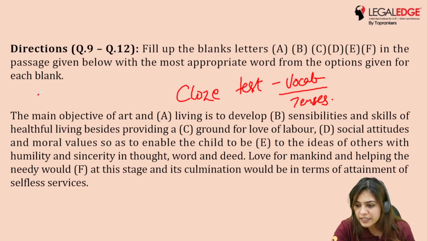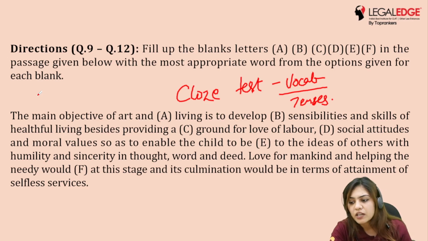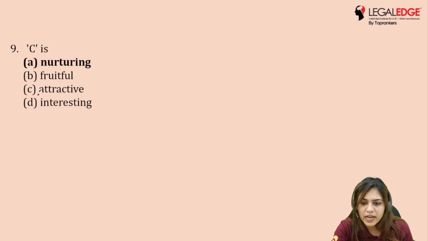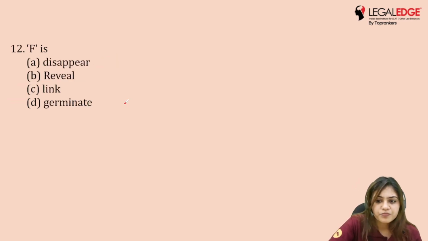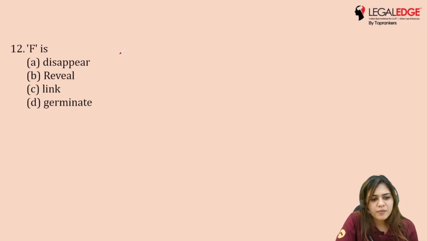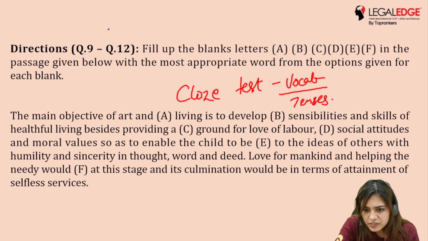And with humility and sincerity, love for mankind and helping the needy would dash at this stage, and its culmination would be in terms of attainment of selfless services. तो हमारा blank क्या होना चाहिए? Love for mankind and helping the needy would dash at this stage. Let's see what could be. Would disappear. अगर हम सारी अच्छी चीज़ें कर रहे हैं तो अच्छी qualities disappear क्यों होंगी? Obviously not the answer. Would reveal, but again reveal does not make much sense.